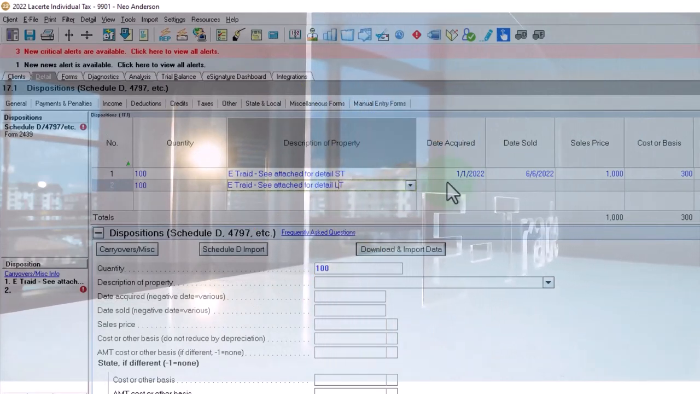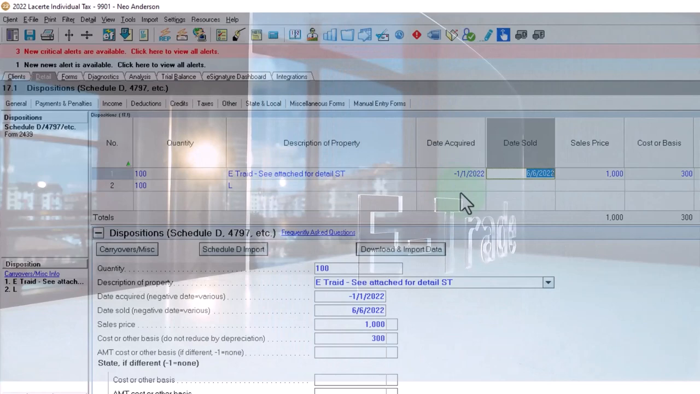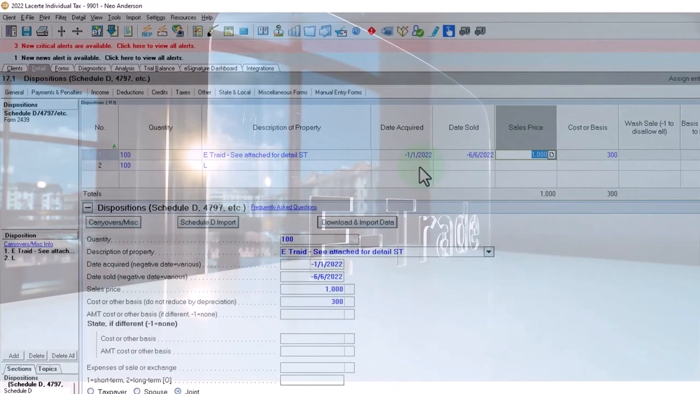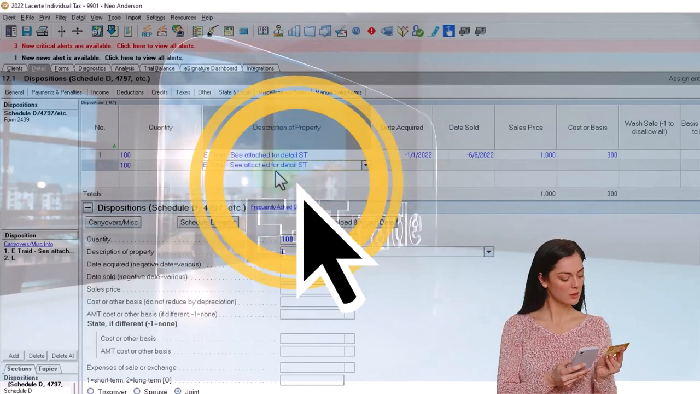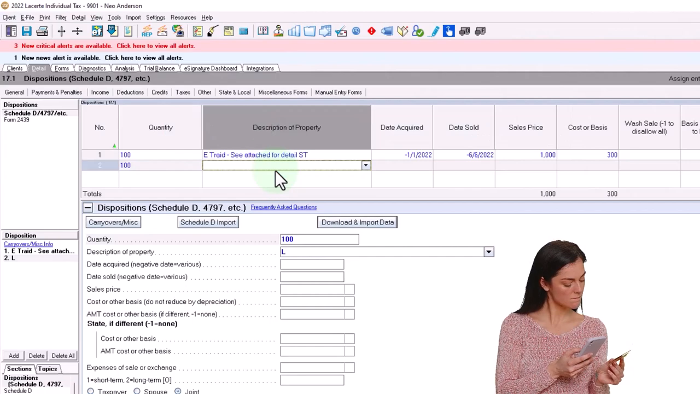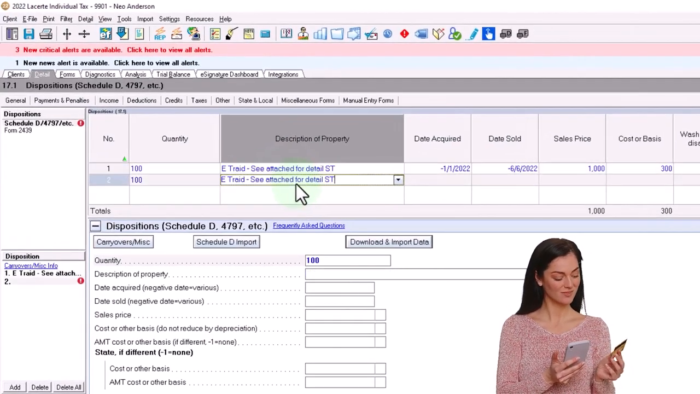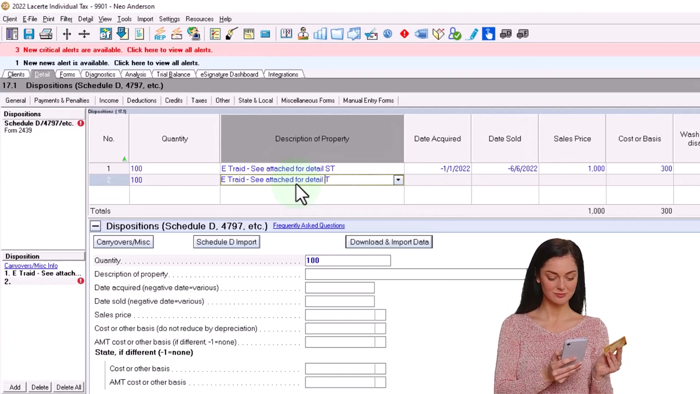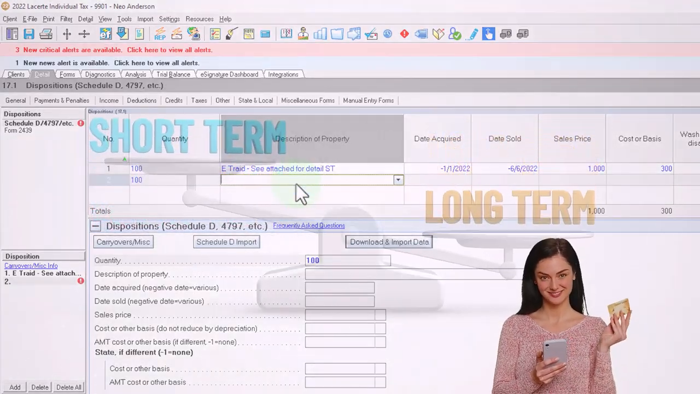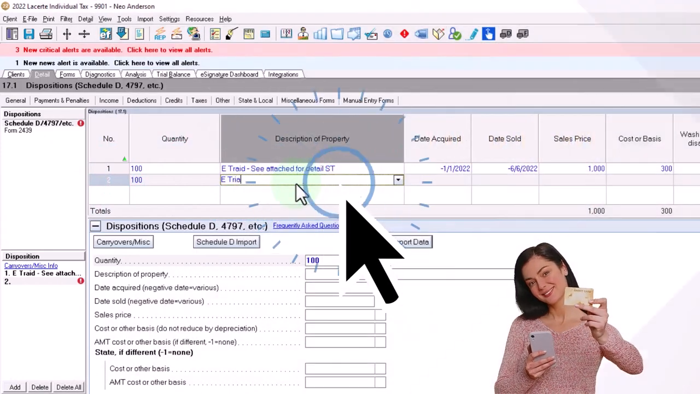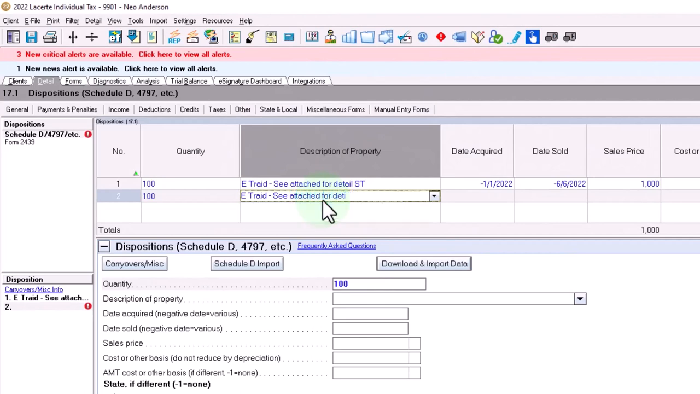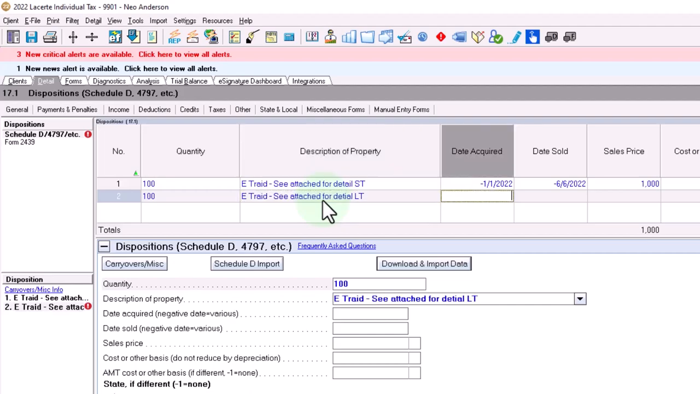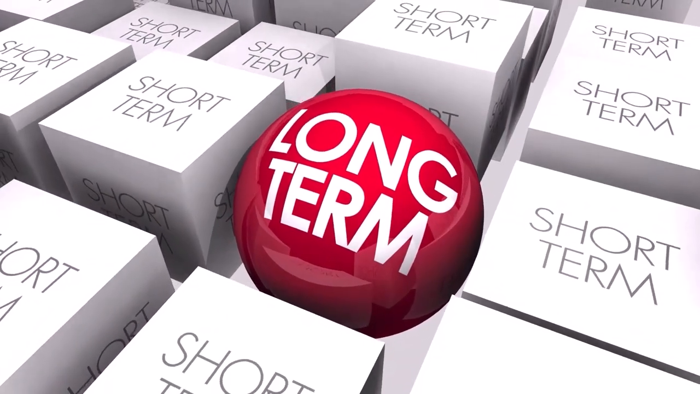And then in Lacerte tax software, I think if you put a negative in front of these fields, it'll show as a varied date. So I'm going to say this is E-Trade. It won't let me delete that one thing. Long term. Oh my goodness. E-Trade C attached for detail, long term, negative, and let's make this 010100.